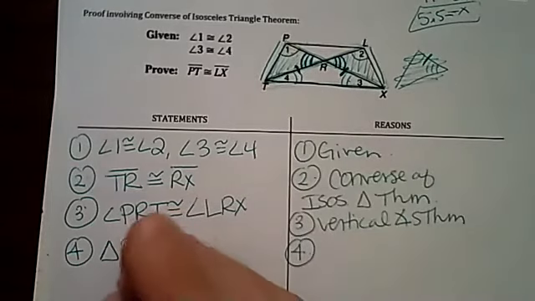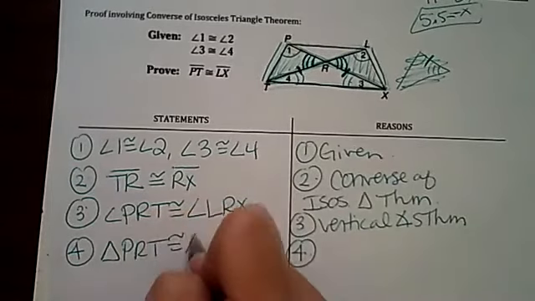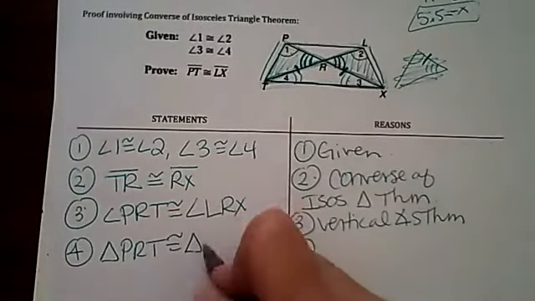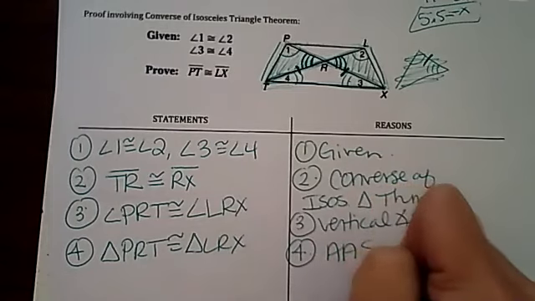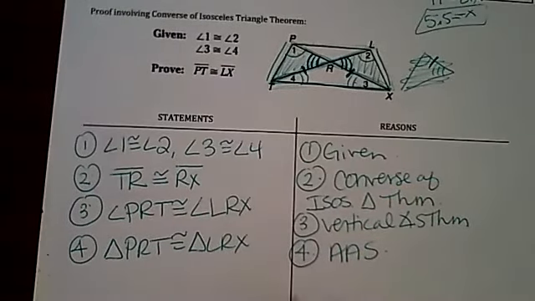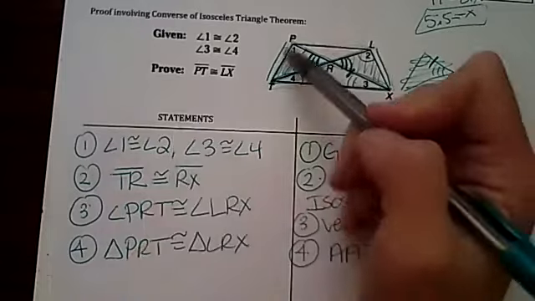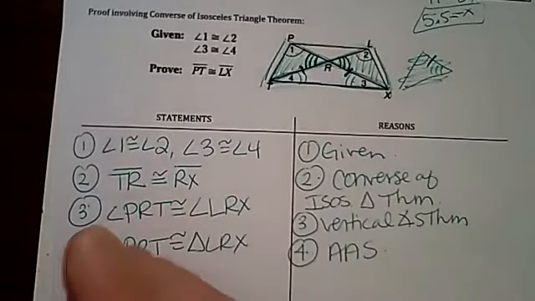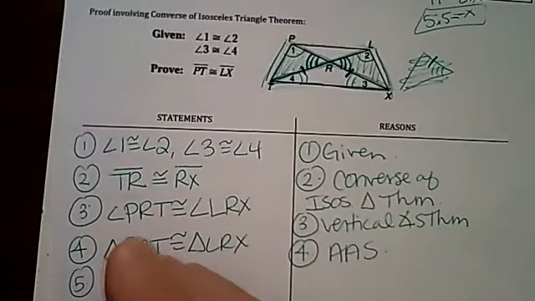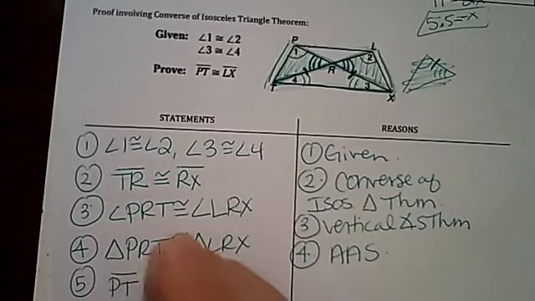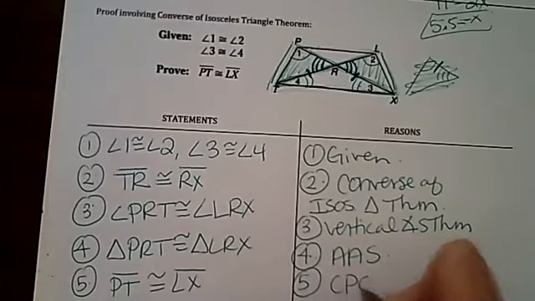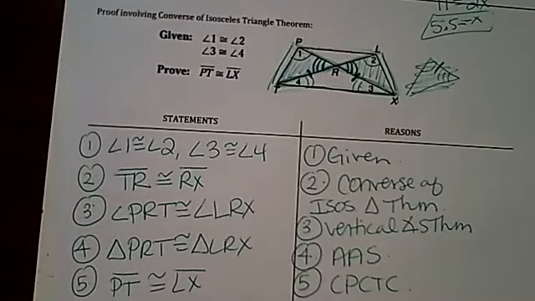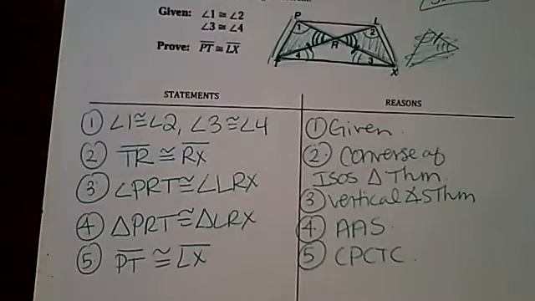Okay, anyway, so let's do a triangle congruent statement. Triangle PRT is congruent to triangle LRX. And then the reason for that, like we said, is angle, angle, side. Good. And then now we can go to the last part, which is PT is congruent to LX, because those are corresponding parts of those congruent triangles. So PT congruent to LX, and then that would be CPCTC. And that's it.